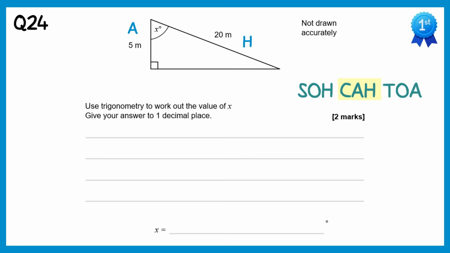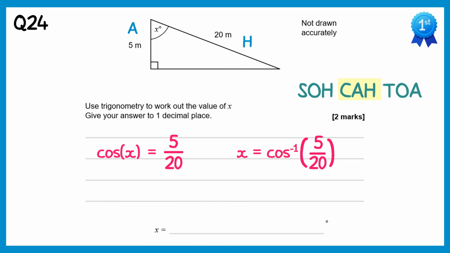So we can write out cos of the angle, which happens to be x, equals the adjacent. Now the adjacent this time is 5, and then we divide it by the hypotenuse, which is 20. So we can write cos x equals 5 over 20. Now since we're finding an angle in this question, we need to use the inverse cos function. So we would do inverse cos of 5 over 20. Now if you're trying to find the inverse cos button on your calculator, you'll probably need to press shift and then cos. If you type this into your calculator, you'll get the answer 75.5, remembering to round it to 1 decimal place.